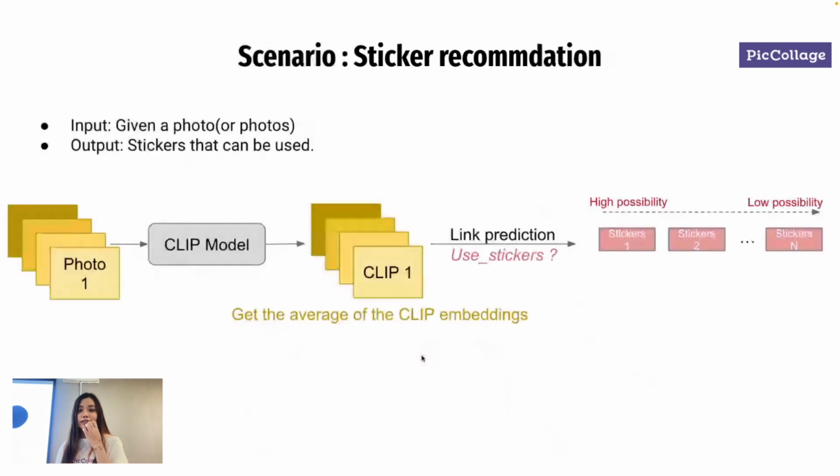So here is a clearer view of what we input and what the output is. The input will be one or more photos, and we will use the model called CLIP to get an image feature of each photo. If we have more than one photo, we will just average them. Finally, we get one embedding and put it into the graph model and do the link prediction. So we can get the top n sorted by the scores, and we can choose, say, the top 10 stickers and recommend them to the users.